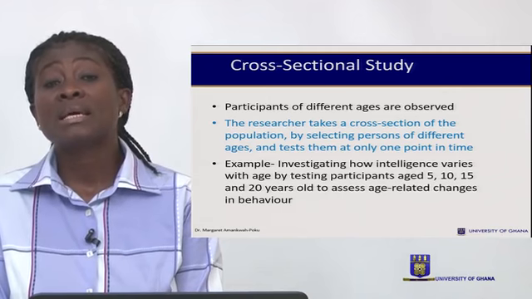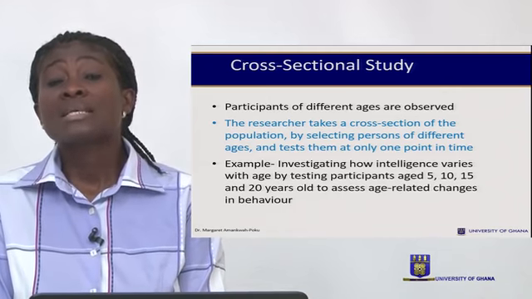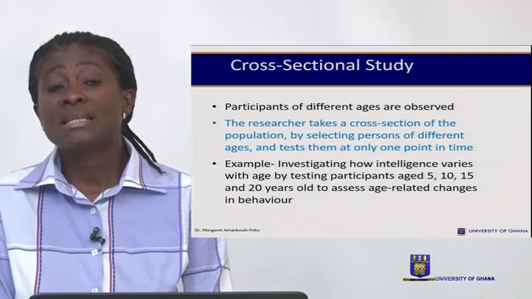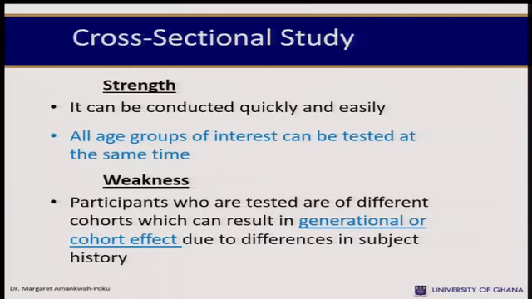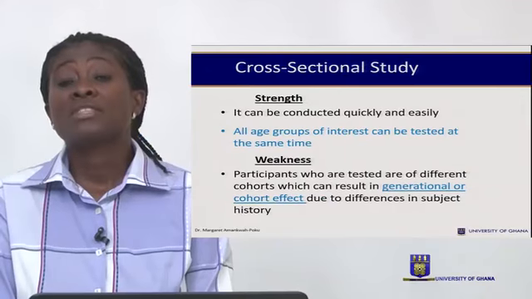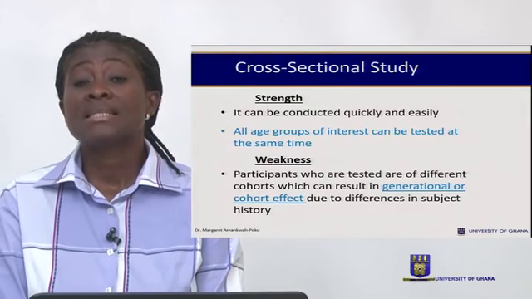So with a cross-sectional study, you study these individuals at one point in time. A strength of this method is the fact that it can be conducted quickly and easily because you study these different groups of individuals of different ages at one point in time. However, a weakness is the fact that you can have what you call generational or cohort effect. You can have generational or cohort effect setting in.